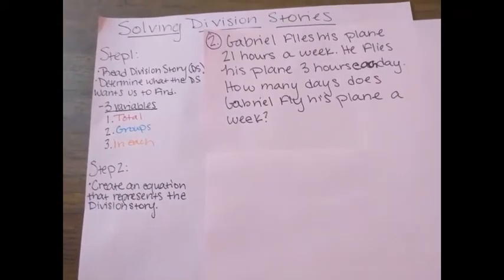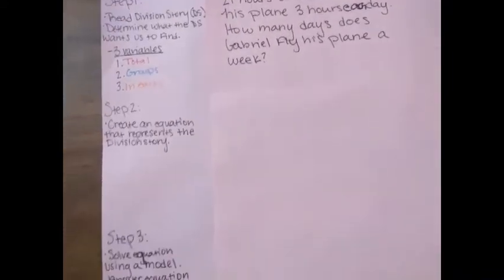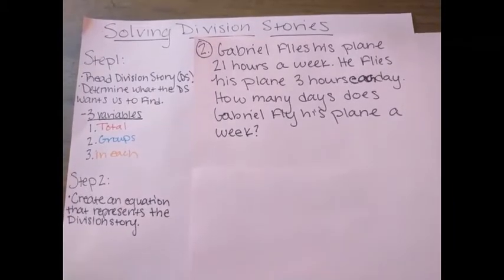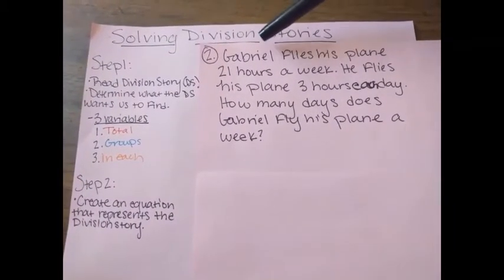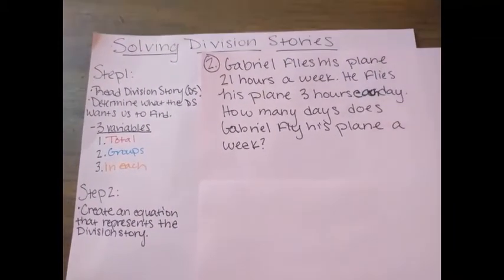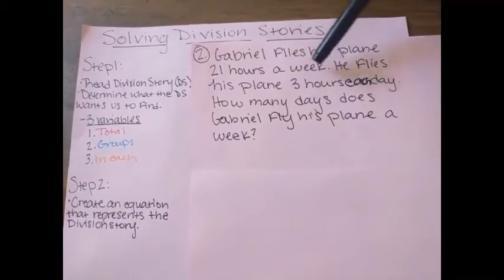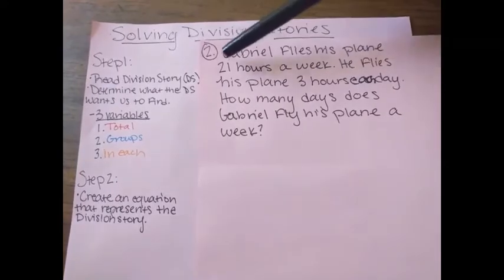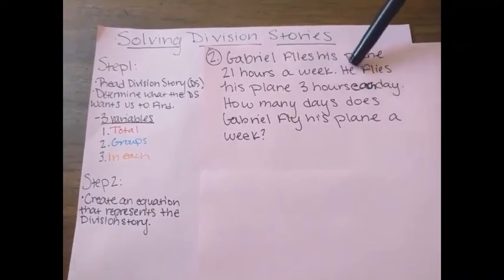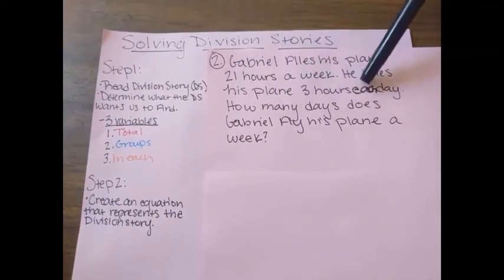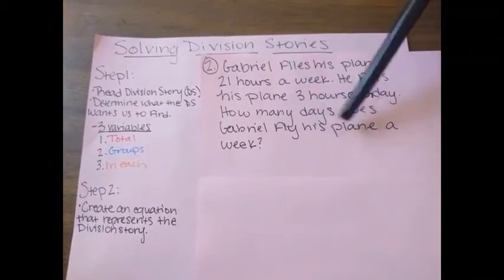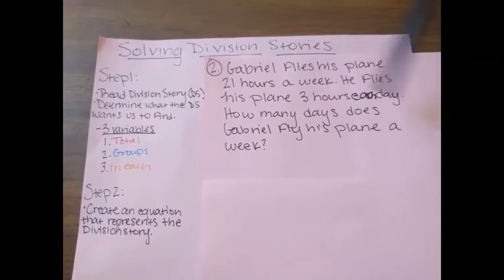For the second example, we will be doing all 3 steps together. So to start, we will read the question, read the division story, and try to understand what they want us to find. It says, Gabriel flies his plane 21 hours a week. He flies his plane 3 hours each day. How many days does Gabriel fly his plane a week?